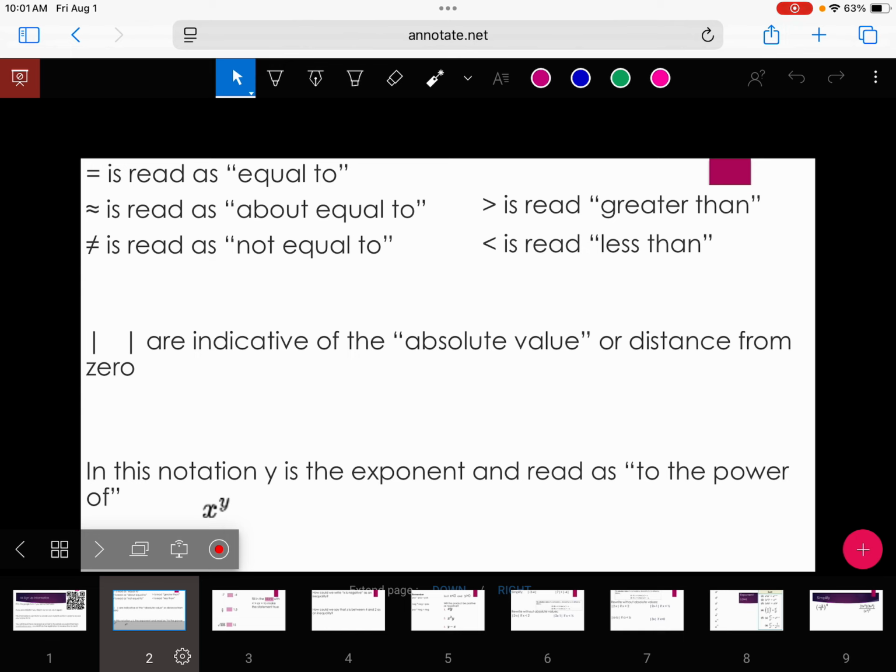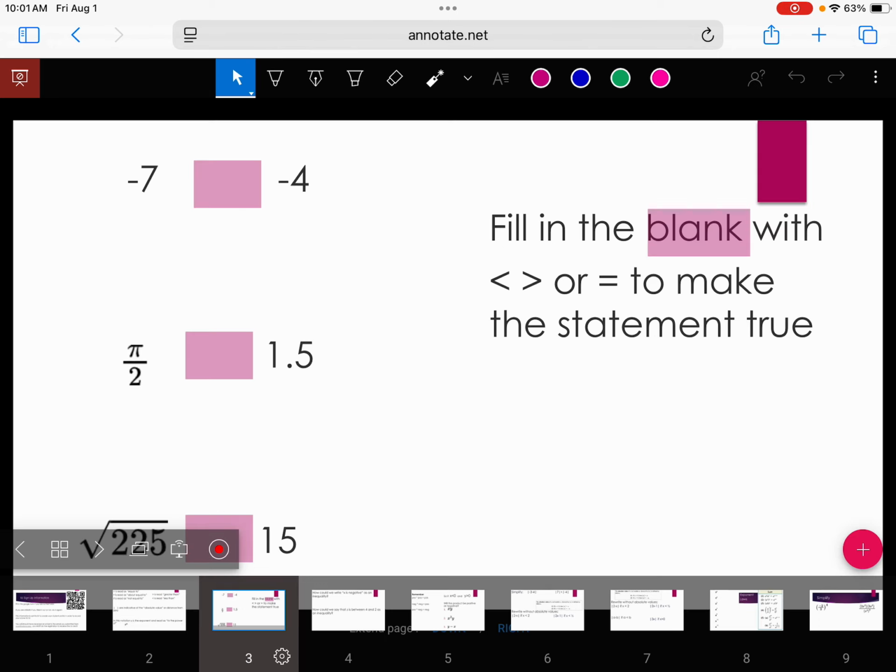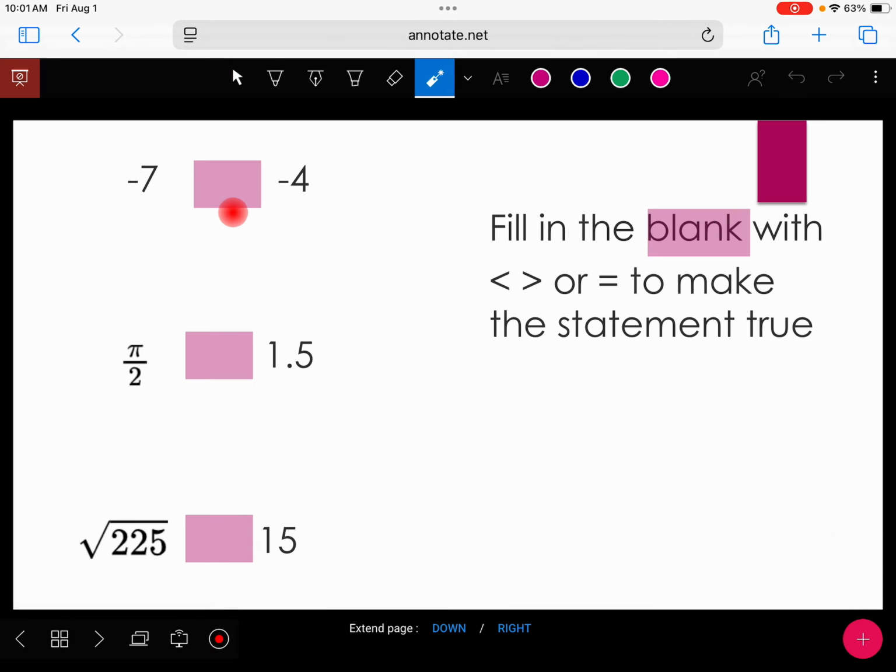But we're also going to use this as a way to re-warm up our brains and revamp some things. So we're going to start by thinking about some inequalities. We're going to look at some inequalities here, and we're going to decide which sign to use, less than or greater than or equals to. So if we're thinking about -7 and -4, what would go in this spot right here? Less than, greater than, or equals to? Less than. -7 is, in fact, less than -4.